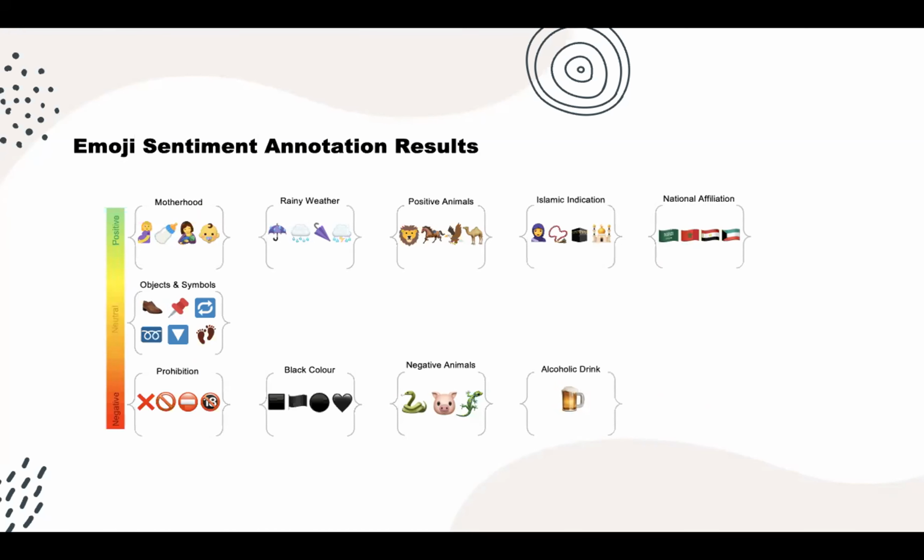Also, there are many animals that indicate positivity in Arabic culture, like horse and lion, while other animals like snake and pig are considered negative. Besides, since the majority of the participants were Muslim, the Islamic religion has a big impact reflected in their sentiment annotation. For example, the emoji that represent Islamic religious rituals were annotated as positive, while the alcoholic drink emoji was annotated as negative. Also, all Arabic countries' flags were annotated as positive sentiment as a sense of national affiliation.